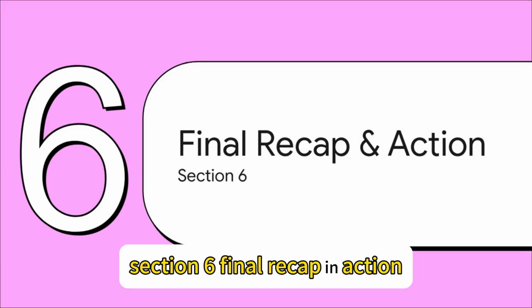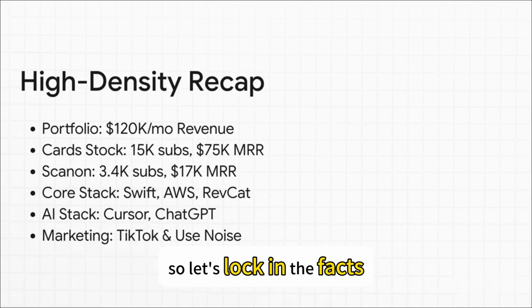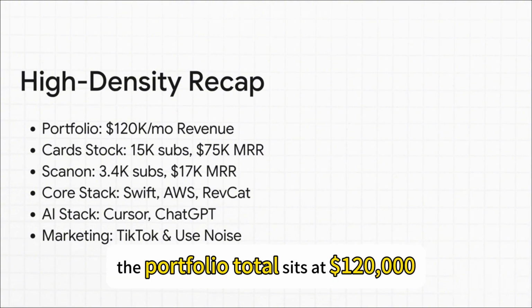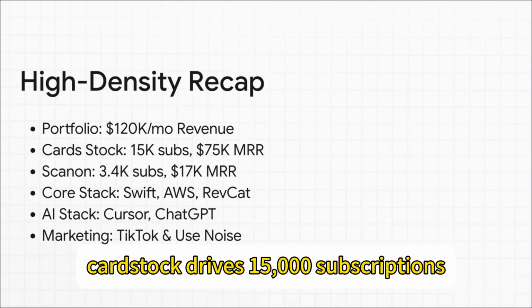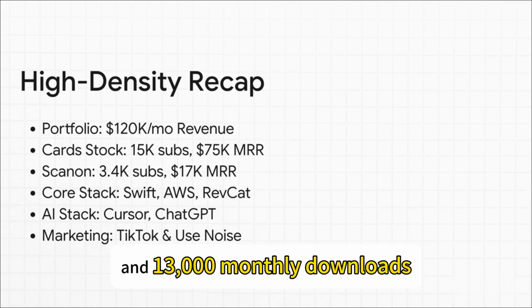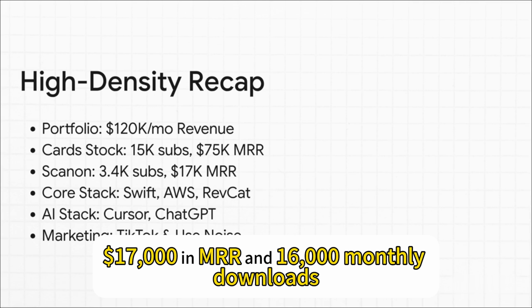Section 6, Final Recap in Action. We've covered a massive amount of ground today, so let's lock in the facts with a rapid-fire core recap. The portfolio total sits at $120,000 per month in revenue. Cardstock drives 15,000 subscriptions, $75,000 in monthly recurring revenue, and 13,000 monthly downloads. Scanon drives 3,400 subscriptions, $17,000 in MRR, and 16,000 monthly downloads.